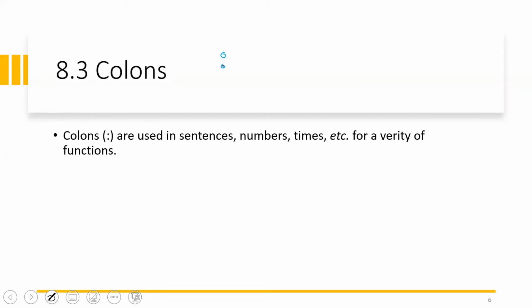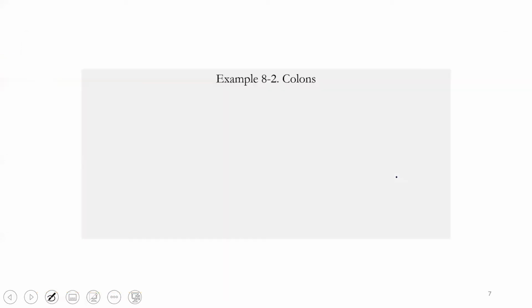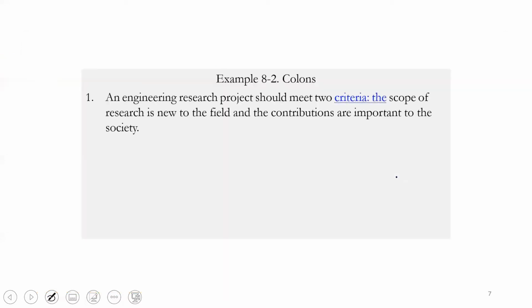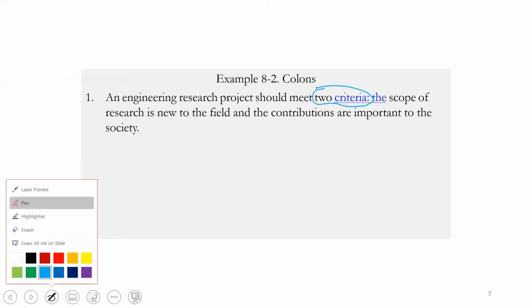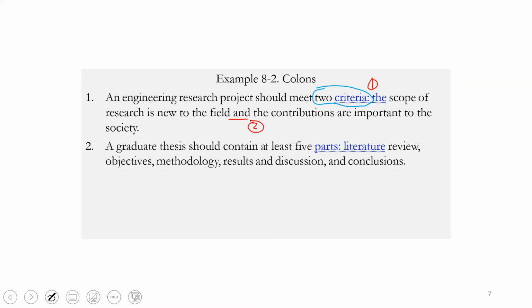Colon, for example, is just like 2 dots. They're used for numbers and time, and the colon acts as a pause and may catch the reader's attention. It's like, okay, the steps are listed as follows, or something like that. One example here shows the pause. An engineering research project should meet 2 criteria. You see, you listed 2 criteria, then you pause here, and there is an and. A graduate thesis should contain at least 5 parts. Same idea, you just list all of them.